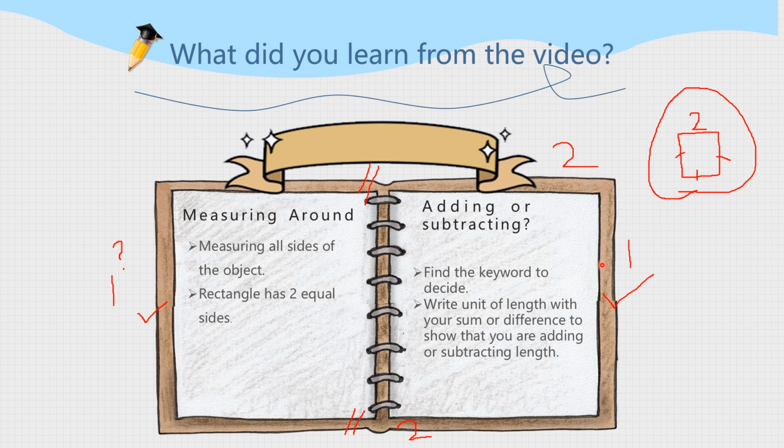And then when you are adding the sides of any shape or you are adding the length, you have to write the unit with your answer, with your sum or with your difference. Means if your answer is 2 plus 2, 4 plus 1, 5 plus 1, 6, you will write 6 centimeters or 6 meters or 6 inches to show that you are adding the length of the sides. Okay?